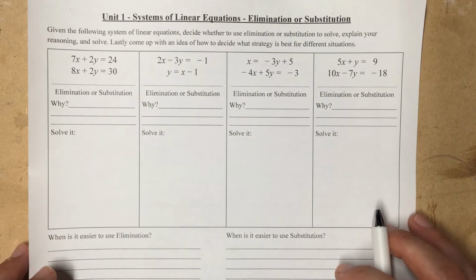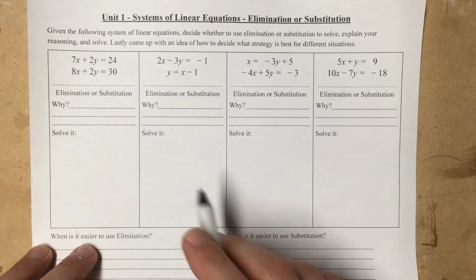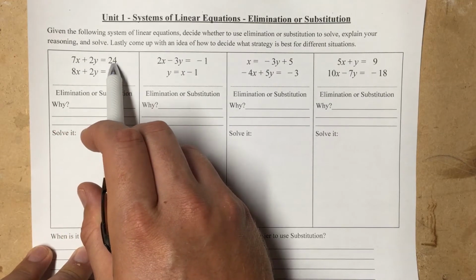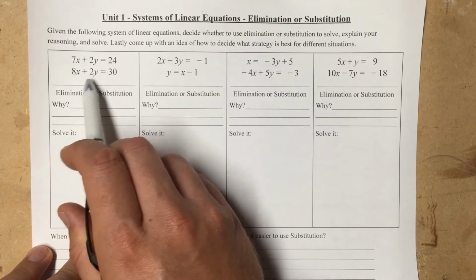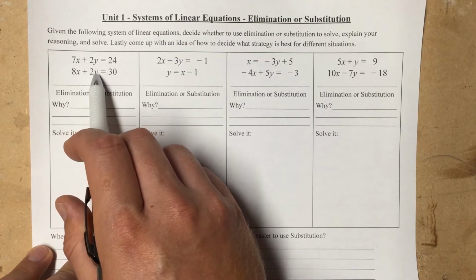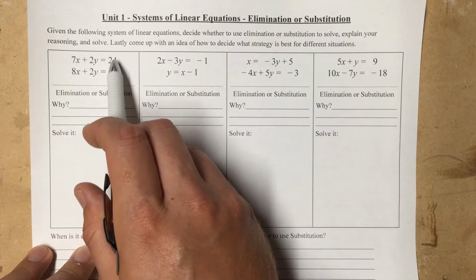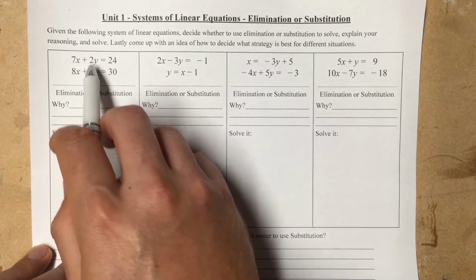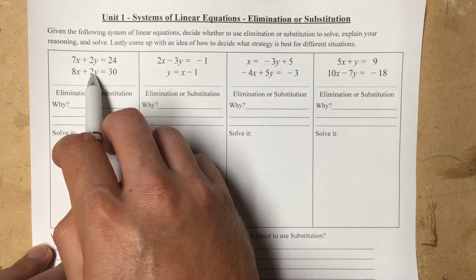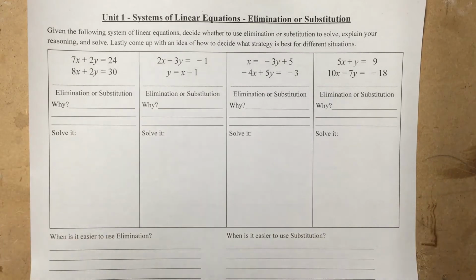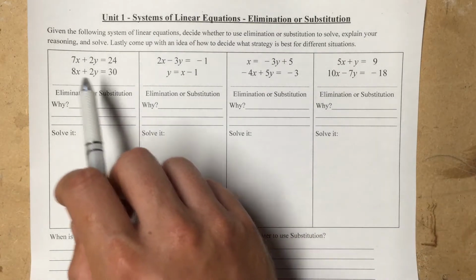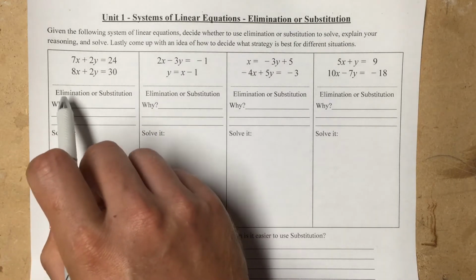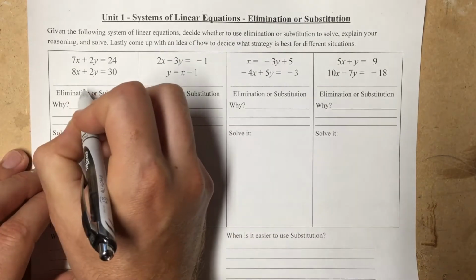When I see these 2 equations, I'm noticing first that they're both in standard form, ax plus by equals c. You can see the x's line up here and the y's line up here, and then some number here. I'm also noticing that I have a 2y in both equations. So for me, when I see that they're both in standard form and something's in common, this is a perfect situation to do elimination.